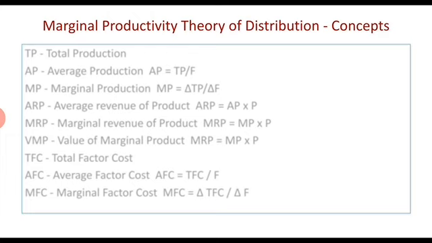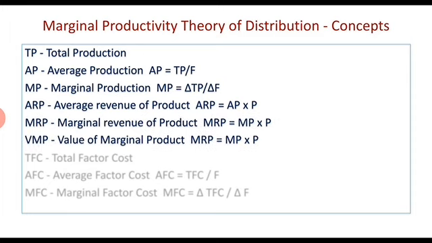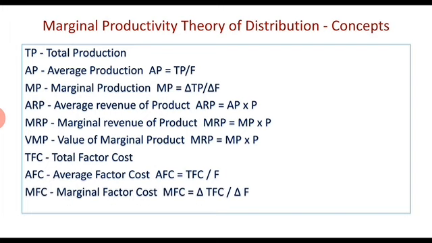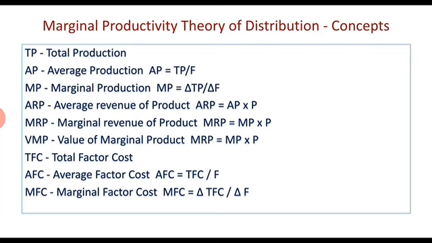We have to understand some concepts before understanding the marginal productivity theory of distribution. They are total production, average production, marginal production, average revenue of product, marginal revenue of product, value of marginal product, total factor cost, average factor cost, and marginal factor cost. These concepts are discussed one by one. First one is total production.